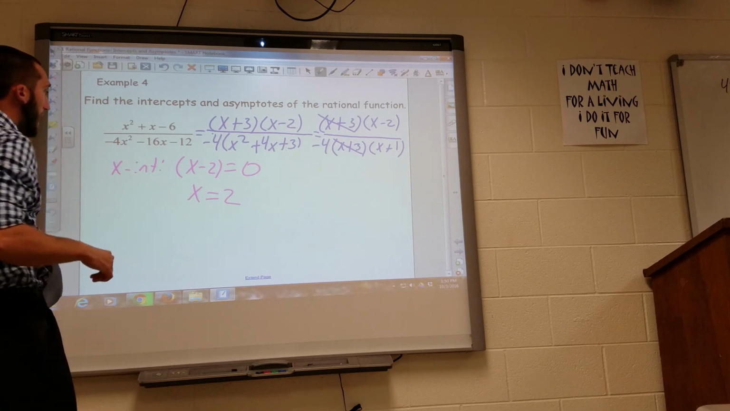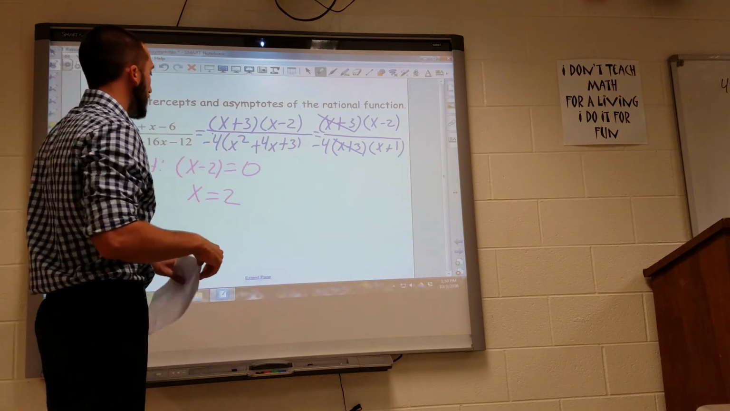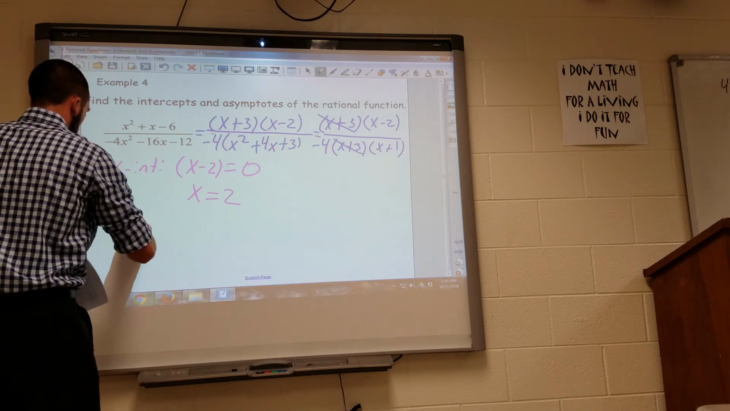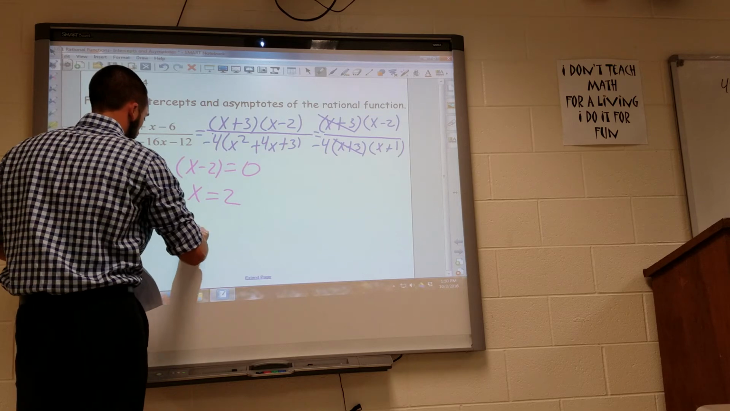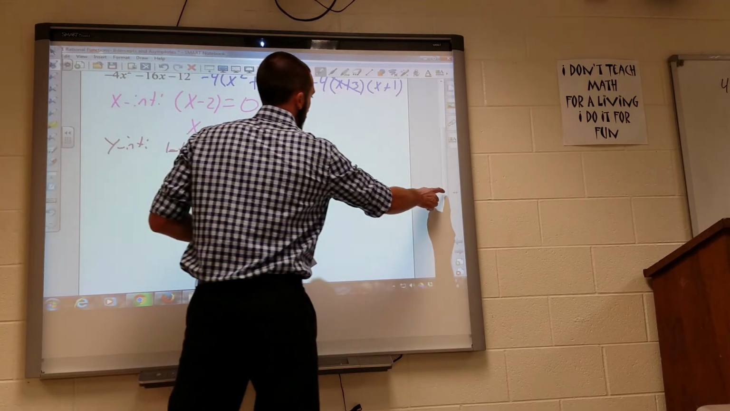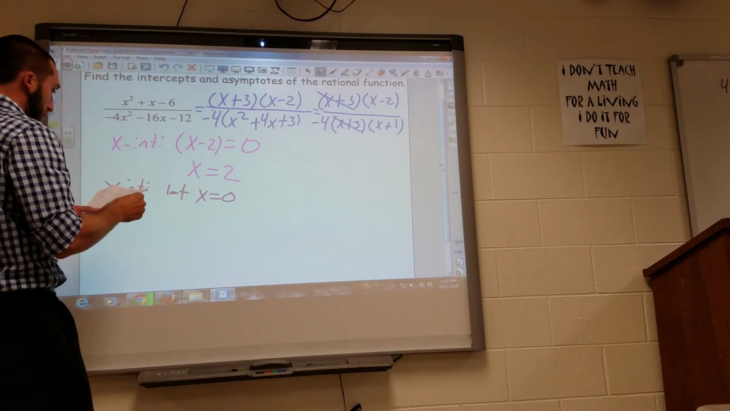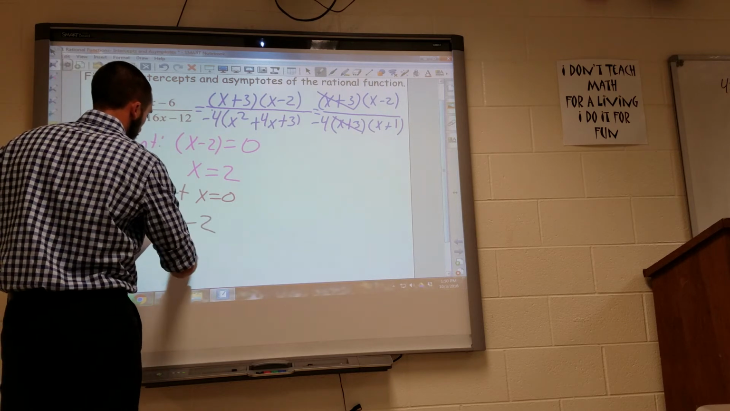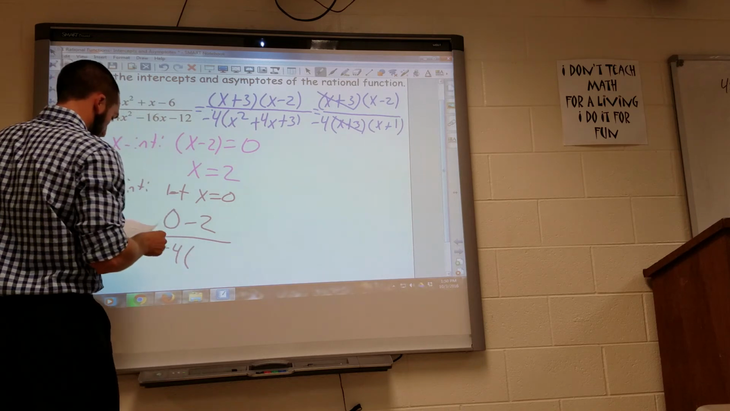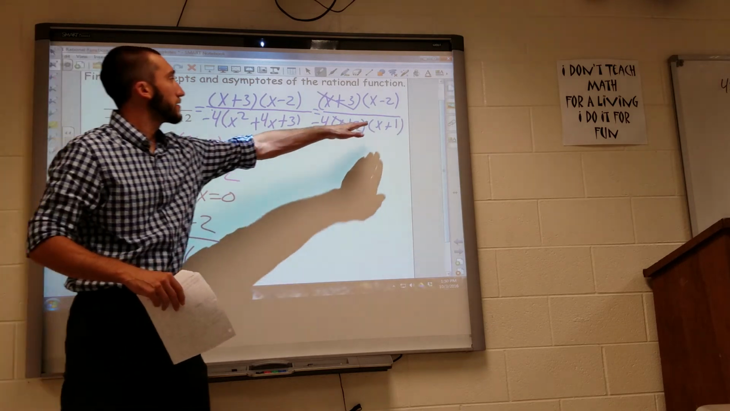To find the y-intercept, remember that's just the 0. So I plug 0 in for x. Whatever I get back is the y-intercept. So y-intercept, let x equals 0. If I let x equals 0, I really only have to get 0 minus 2 over negative 4 times 0 plus 1. Right, so I just plugged it in here.